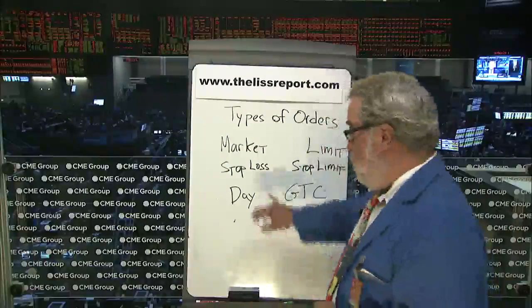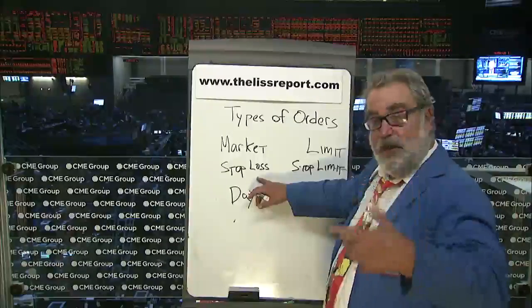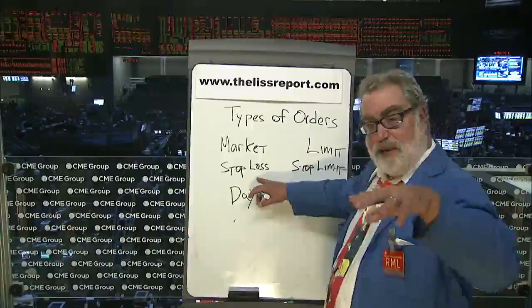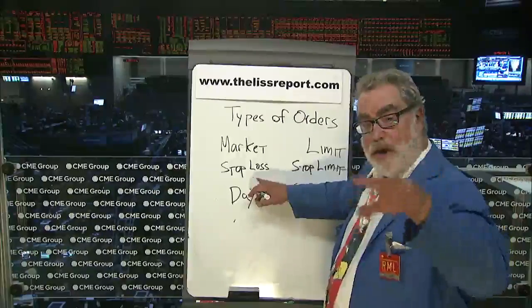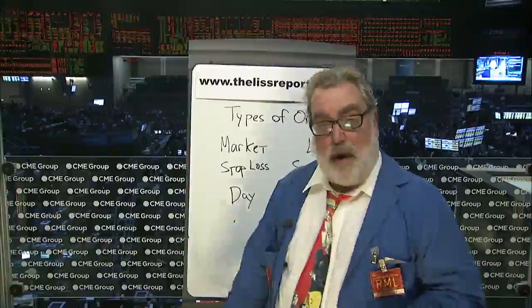Now, when it goes against you and you have a stop loss, that means, let's say you buy it at 3 with a stop at 2. If it trades at 2, all of a sudden it becomes a market sell order. That's what a stop loss is, a market sell order. It doesn't mean you get filled at 2. You can get filled anywhere.